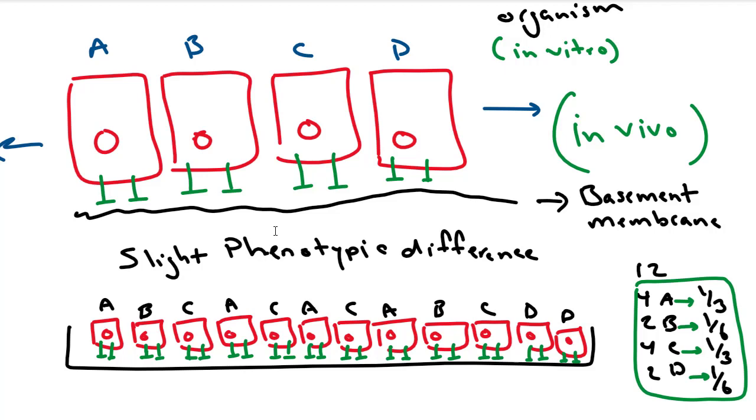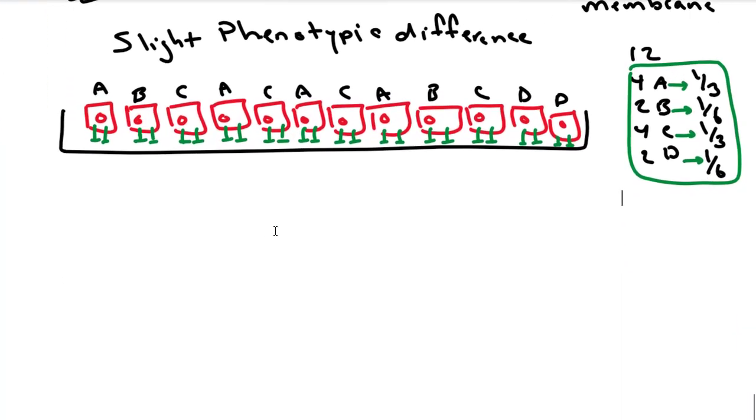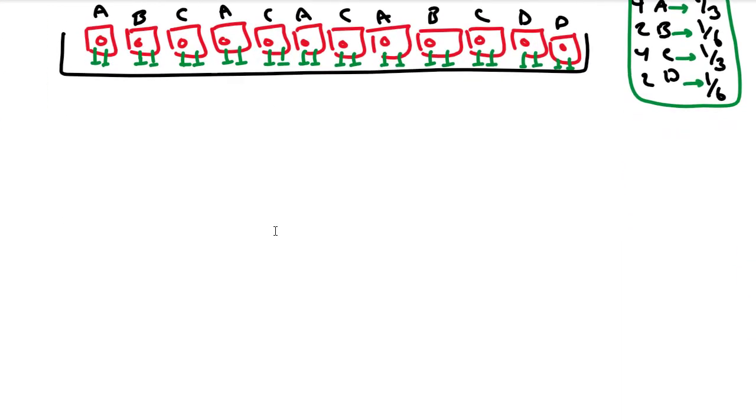Now, the other issue is that we said they could be genotypically different. Now, what does that mean? Well, if I take cells directly from the tissue, so I go directly from tissue into an in vitro environment, a petri dish.